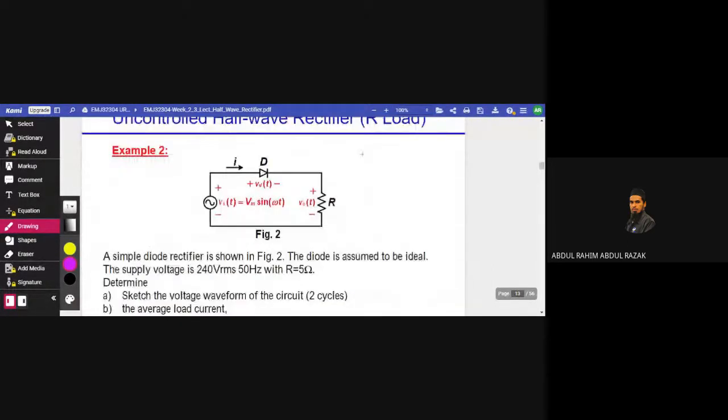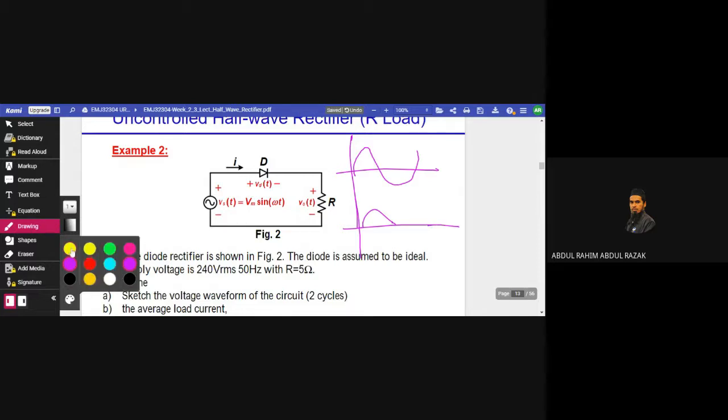So example dua, saya dah upload dekat YouTube tadi. So we have the system of AC source to deliver to the pure resistive load through our uncontrolled device, which is the diode. So in general, when the diode is used, only half of the signal will be passed through. We have full wave, but we measure output only half wave of it. So this is the so-called half wave rectifier.